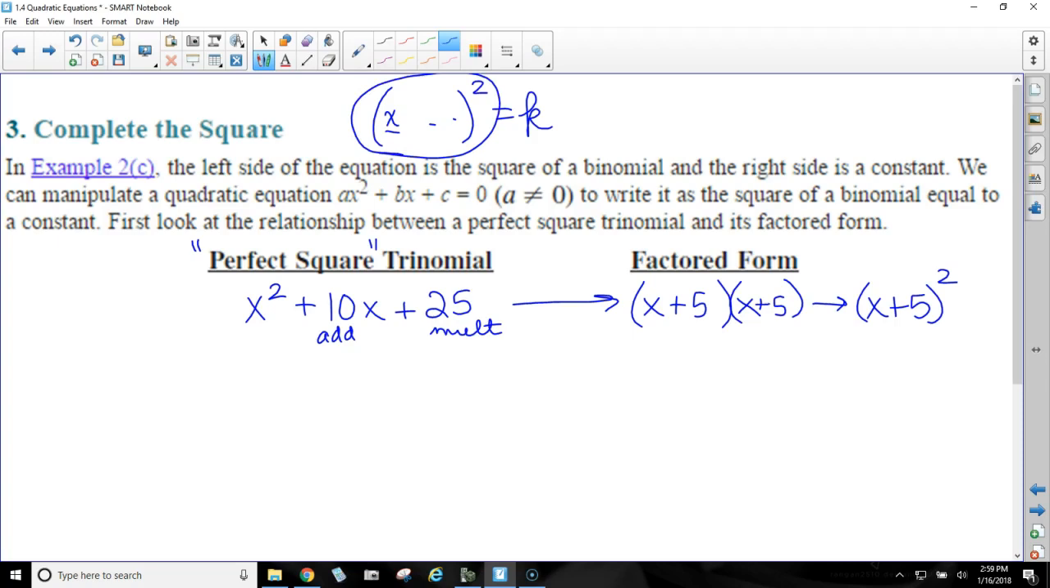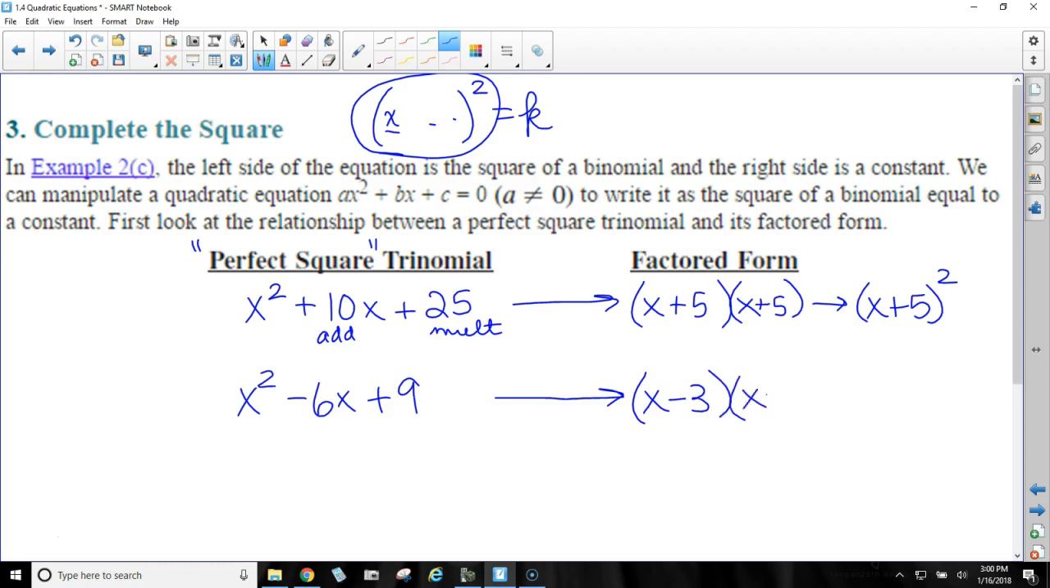Here's another example of a perfect square trinomial: x squared minus 6x plus 9. It's a perfect square trinomial because of the way that it factors. This thing will factor into x minus 3 times x minus 3. If you want to pause and FOIL that out, you sure can. We're going to then write that as x minus 3 quantity squared.